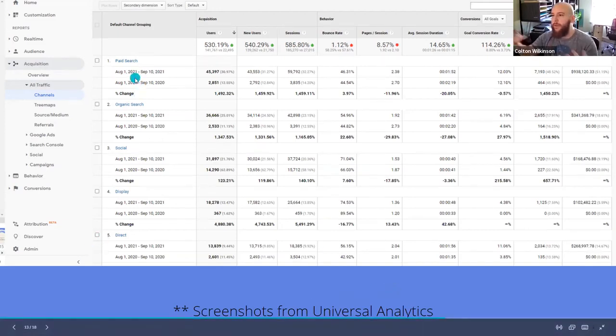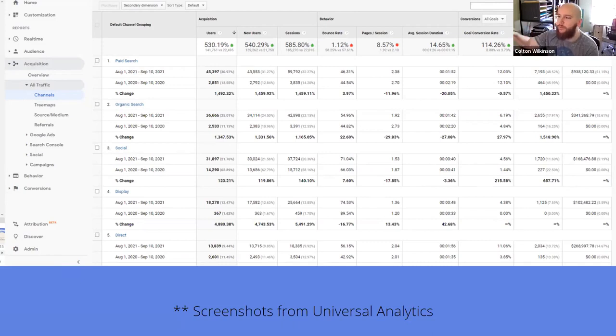So you can see here that paid search is our number one traffic driver. And if we pop over here to goal completions, it's also our number one lead driver as well. And there's some nice growth on that side of things year-over-year too.